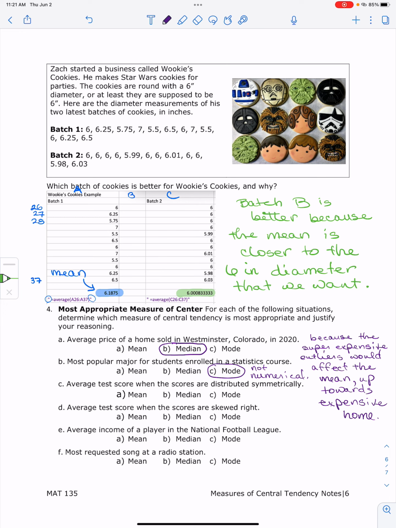Average test scores, when the scores are distributed symmetrically, we're going to use the mean. Okay. That would mean that the majority of the class is clustered around the mean and it kind of heads off both directions at roughly the same rate. So here my reasoning is because symmetric.